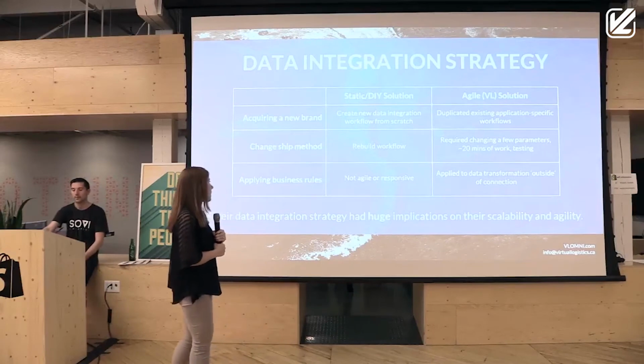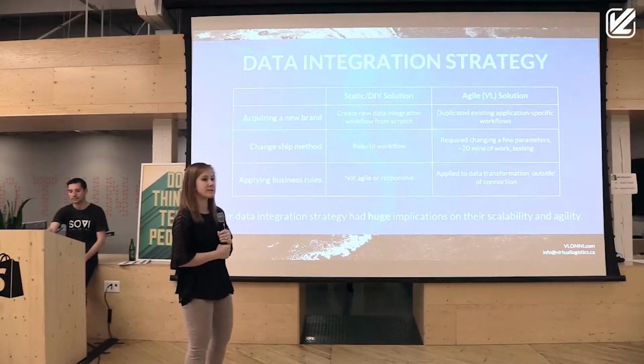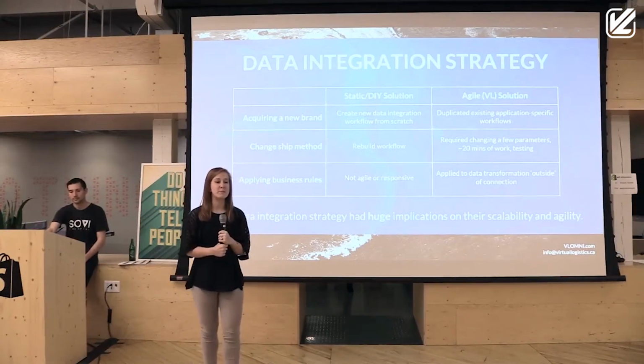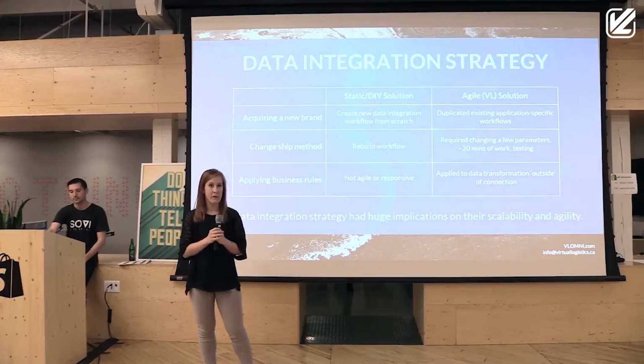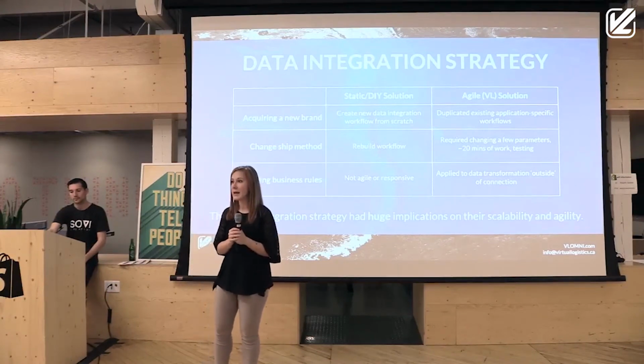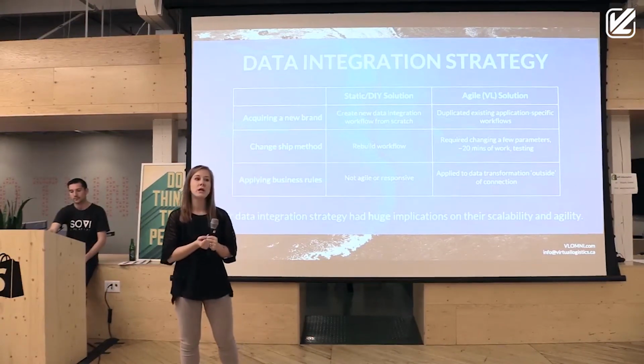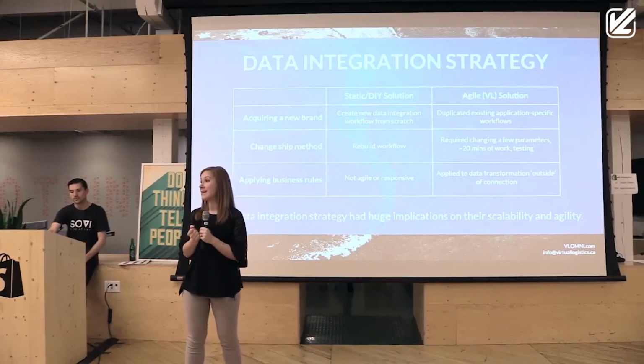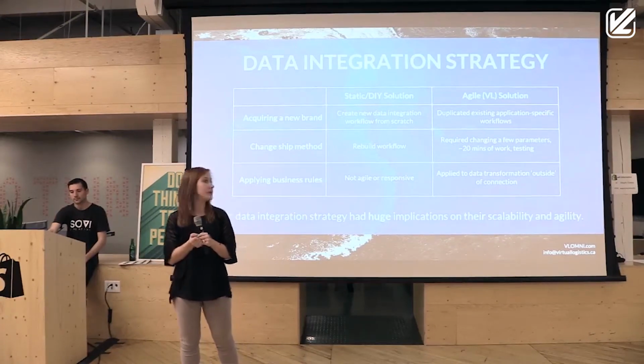And the last one here, applying business rules. Again, this is the stuff that matters to your business. I need this piece of data treated this way. I need this piece of data to be treated another way, okay? The static solution, again, because it's static, it doesn't bend with pressure, didn't work for that. They were having to manually manipulate data on either end.